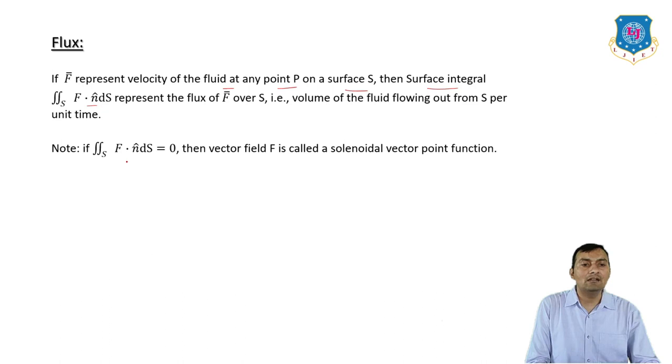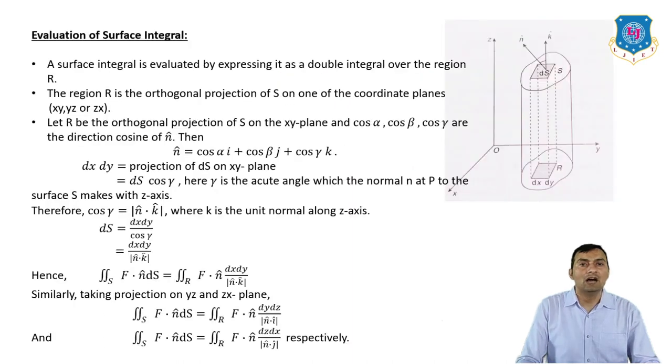Also, we already studied that if the double integration over the surface S of F dot n cap dS is equal to 0, then we can say that the vector field F(r) is called a solenoidal vector field. Also, we have studied that for a solenoidal vector field, if the divergence of F(r) is equal to 0, then the vector field F(r) is called solenoidal. So now we are going to focus on how to evaluate the surface integral.